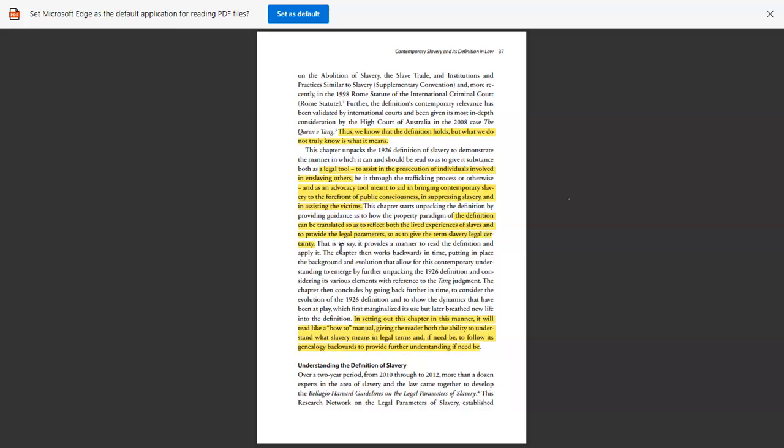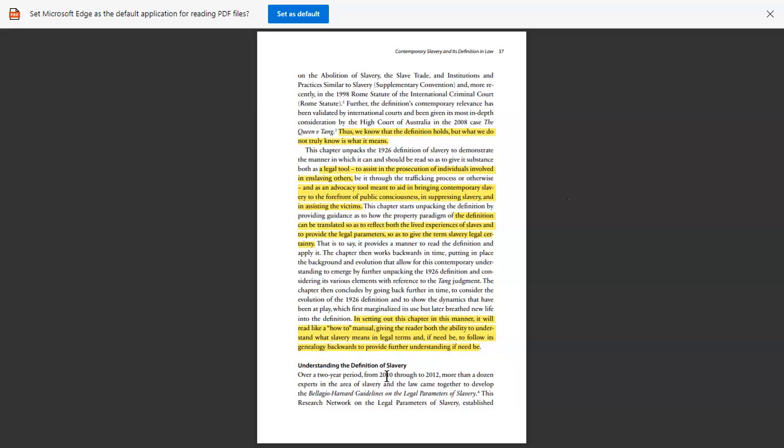As we go through the definition, I hope that bringing this to public consciousness, you might be aware of how it might be practiced in this day and age. In setting out this chapter, it's going to read like a how-to manual, giving the reader the ability to understand what slavery means in legal terms, and if need be, to follow its genealogy backwards to get a better understanding.